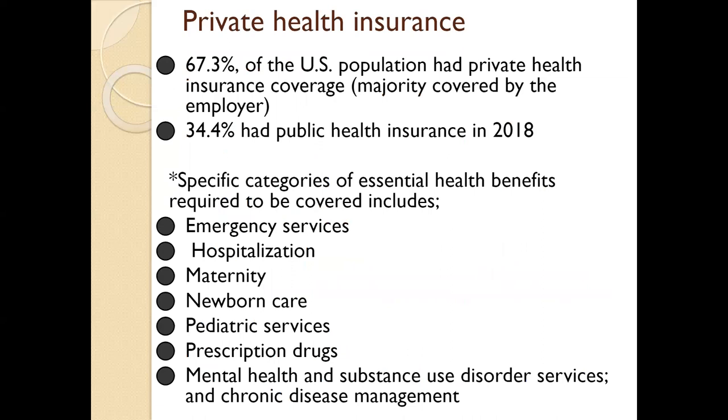Private health insurance. 67.3% of the US population had private health insurance coverage, a majority covered by the employer, and 34.4% had public health insurance. This was the data back in 2018. Specific categories of essential health benefits required to be covered include emergency services, hospitalization, maternity and newborn care, pediatric services, prescription drugs, mental health and substance use disorder services, and chronic disease management. You can go next.